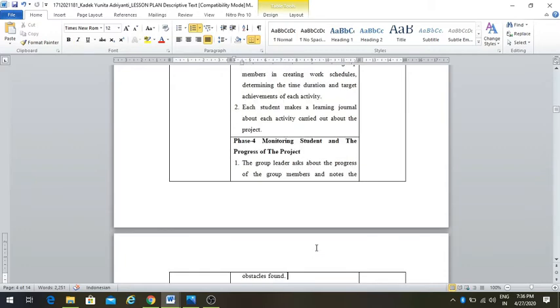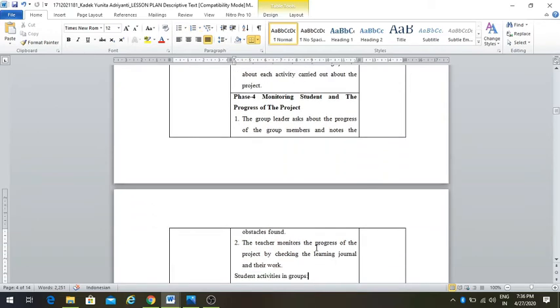And the fourth phase is monitoring students and the progress of the project. So the group leader asks about the progress of the group members and notes the obstacles found. And for the second activity in this stage, the teacher monitors the progress of the project by checking the learning journal and their work. So the students write what information they got in the learning journal. For example, today's meeting, I learned about the structures of descriptive text, and then etc.